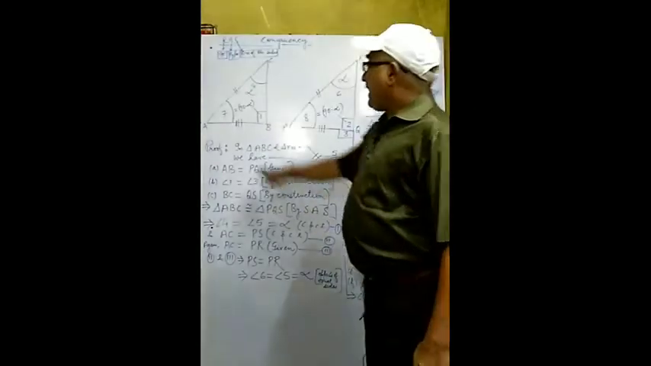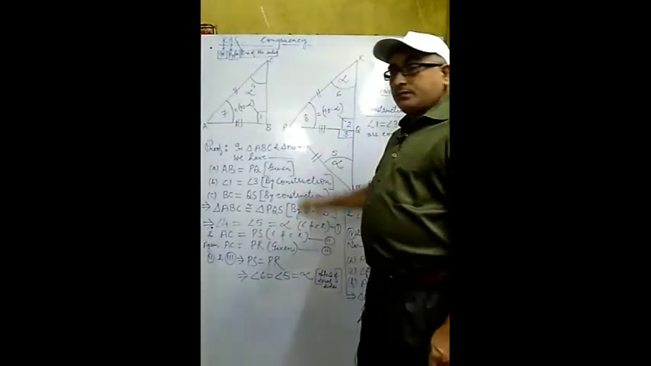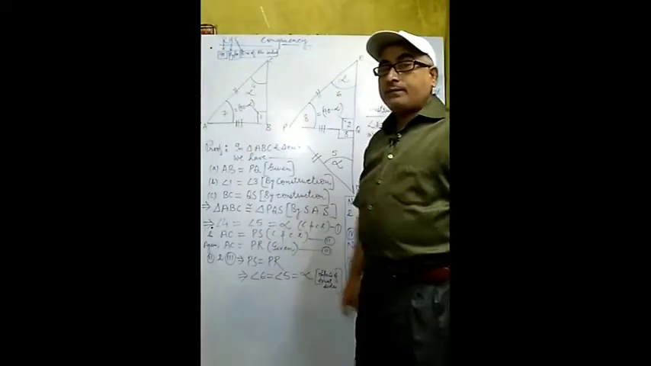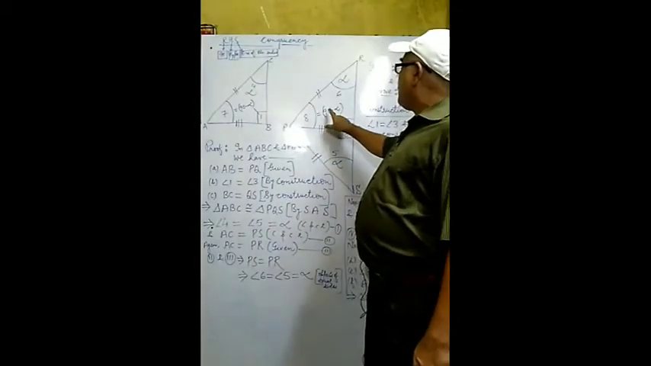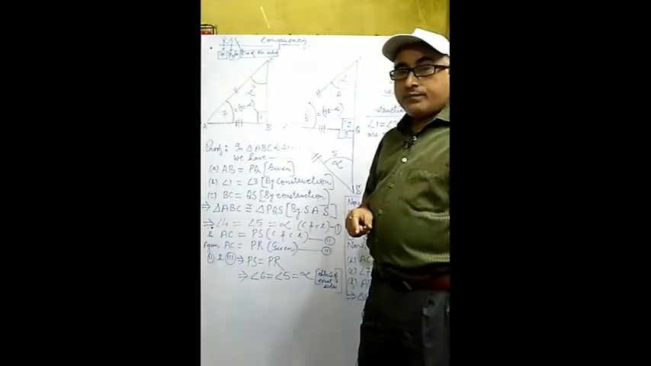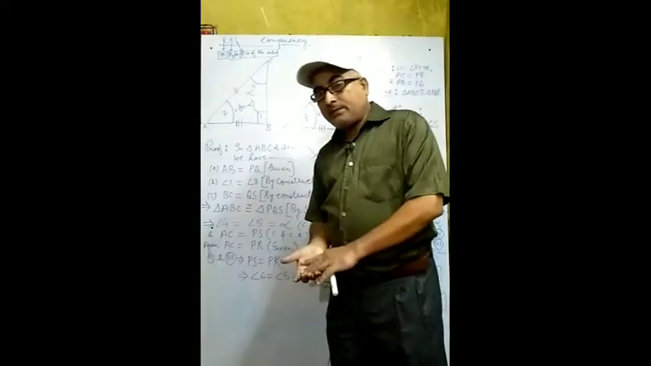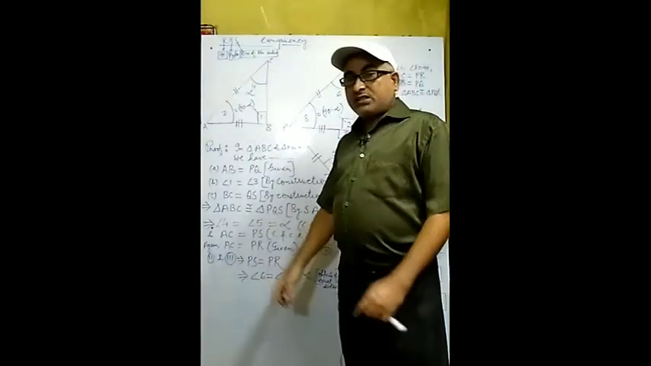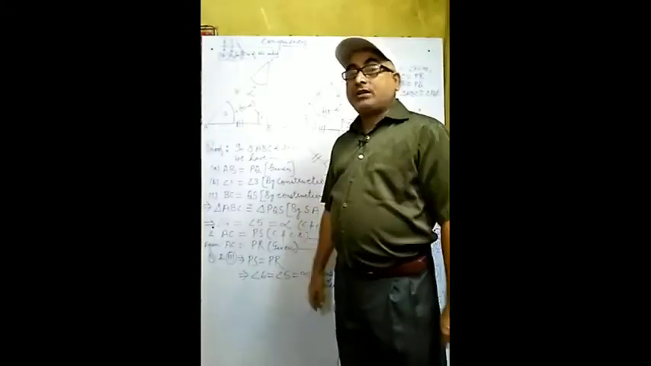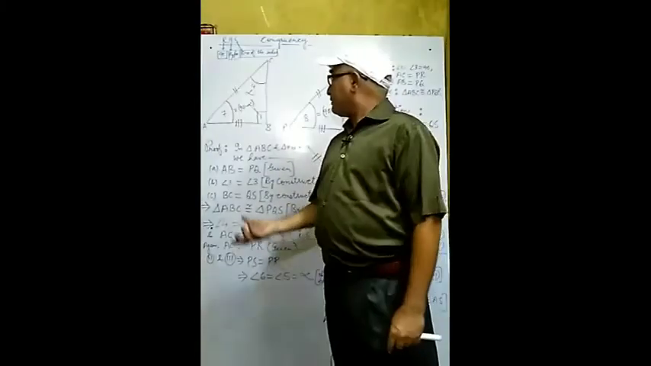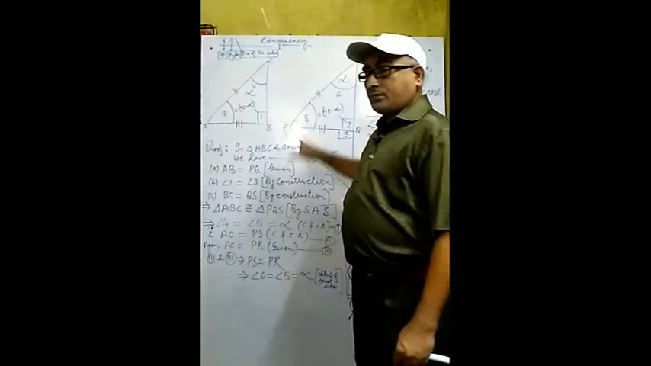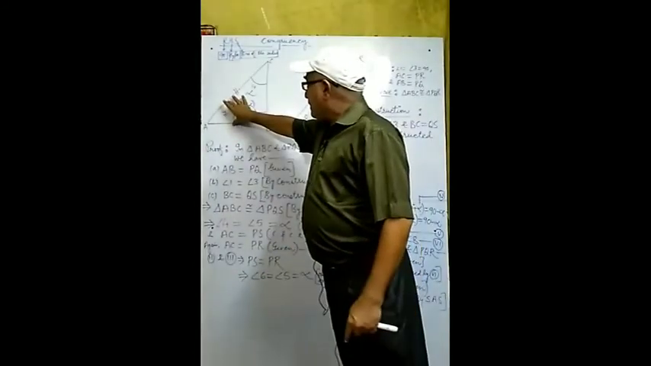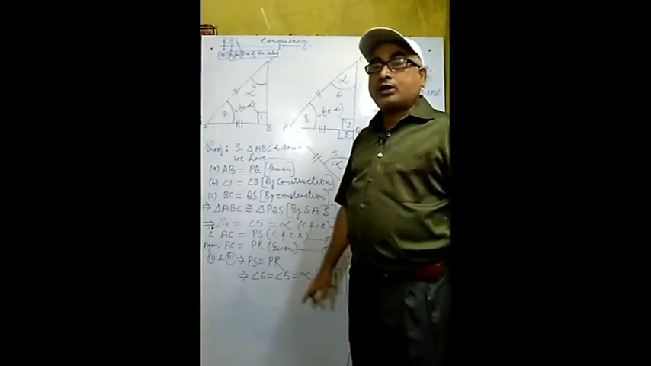Now compare angle 7 and angle 8. Angle 7 equals 90 minus alpha, and what is the value of angle 8? That is also 90 minus alpha. Things which are equal to the same thing. What is the same thing? 90 minus alpha, 90 minus alpha. It means we can draw a result: angle 7 equals angle 8. Very easily we can establish the relation between angle 7 and angle 8, and both are equal here.